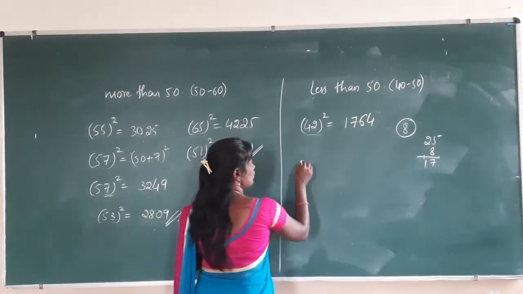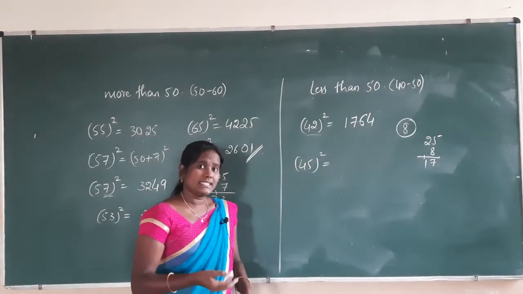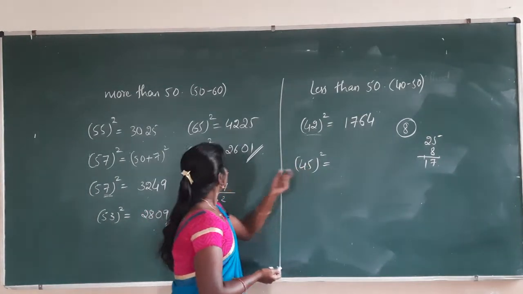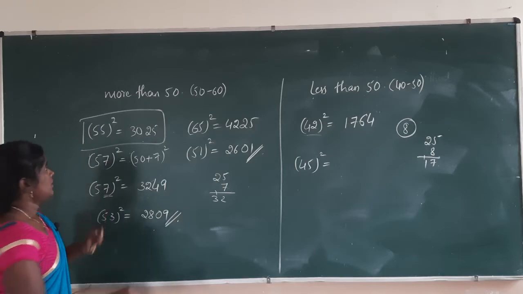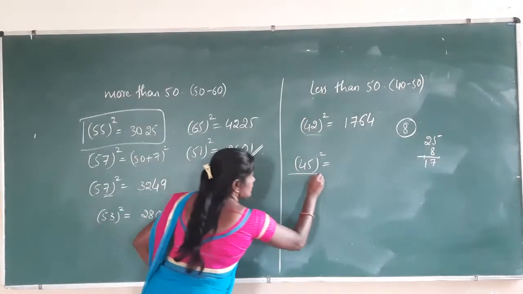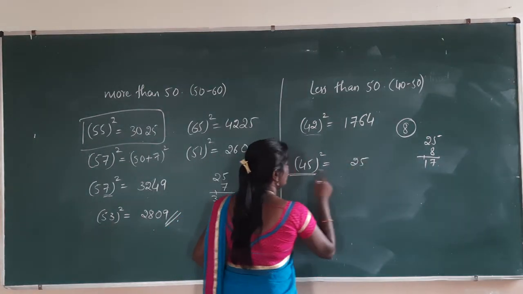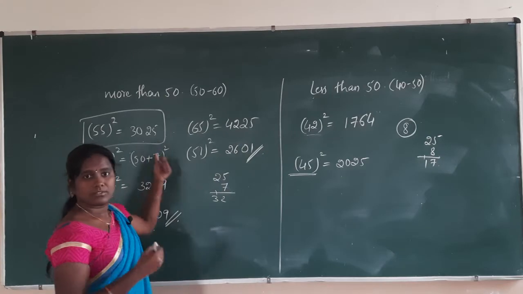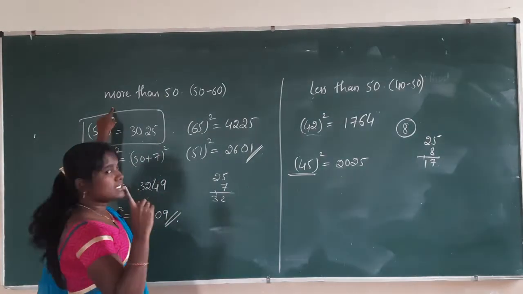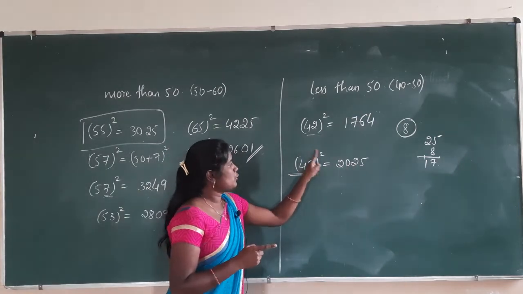We will take one more number. I will consider 45 square. Let us check whether this method works here. 5 square is 25. 4 5s are 20, so 2025. 5 6 are 30, 5 square is 25, 4 5s are 20.